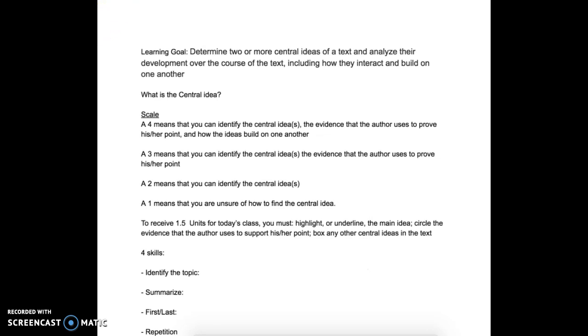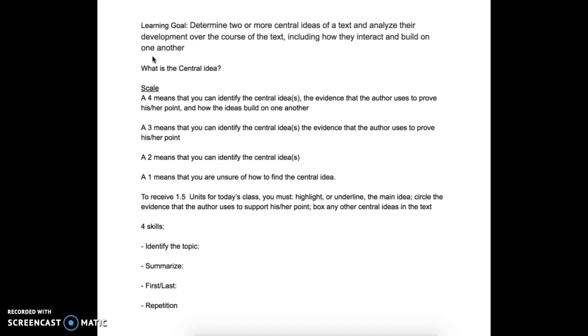Hello everyone and welcome to article number 2 of this Tuesday Newsday, March 5th, 2019. Some of this will look familiar to you. We've done it the last few weeks in a row, but I'll just go over it quickly. Our learning goal is to determine 2 or more central ideas of a text and analyze how their development over the course of that text, including how they interact and build on one another.